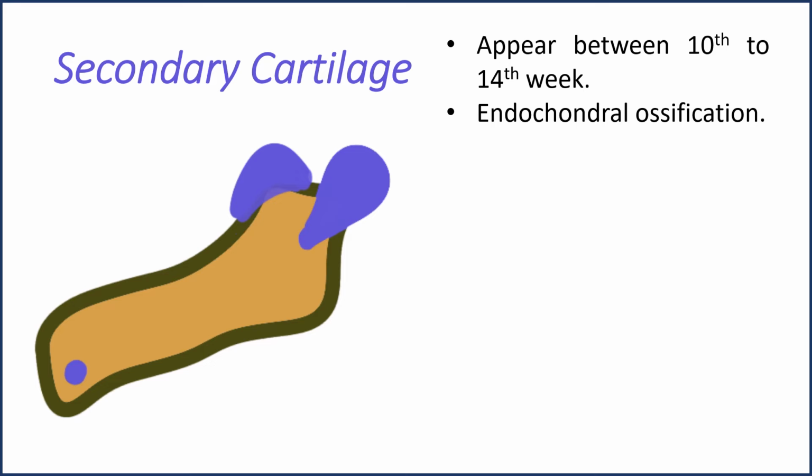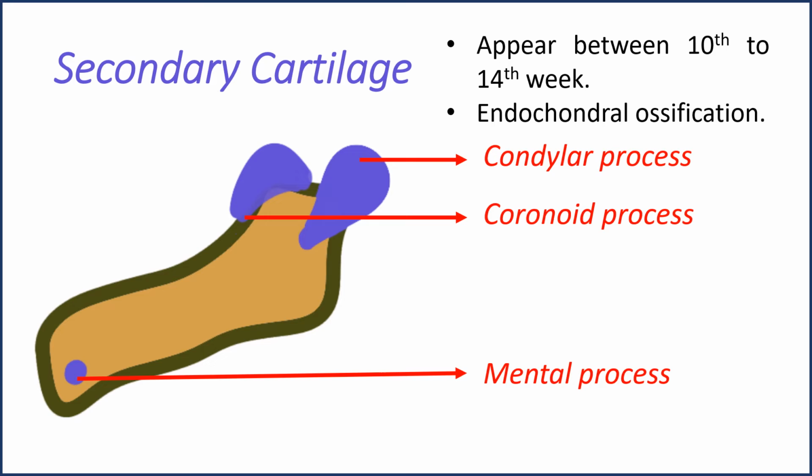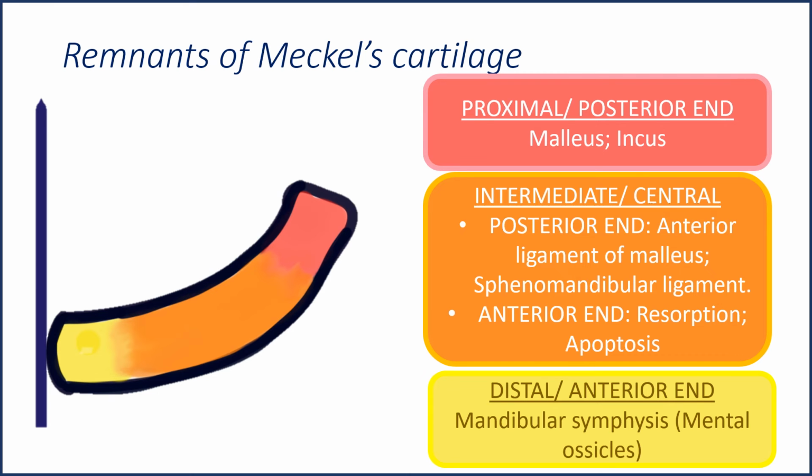The secondary accessory cartilages appear between the 10th and 14th week to form the head of condyle, part of the coronoid process, and the mental protuberance, where endochondral type of ossification takes place. The condylar cartilage is initially cone-shaped, which is subsequently replaced by bone except for the upper end, which persists as a growth cartilage, whereas the coronoid process and the mental region ossify completely. In embryos between the 13th and 16th week, chondrocytes can be identified which degenerate the Meckel's cartilage eventually.